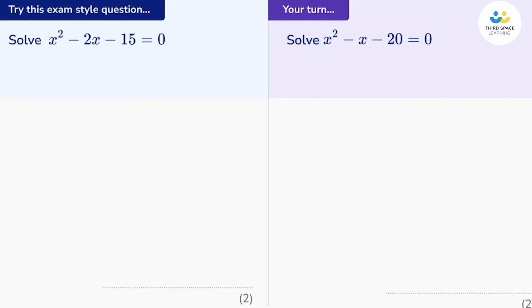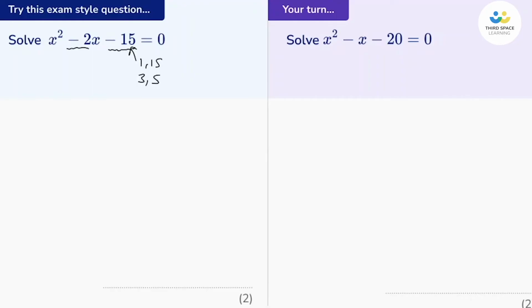Let's have a go at a couple of these, solving quadratics through factorisation. The question says, solve this quadratic equation. So let's solve it by factorising. Now, to factorise the quadratic, we need to start by writing down all the factors of 15. So the factors of 15 are 1 and 15, and 3 and 5. And we're after a pair of those that will add to give -2, and the same pair need to multiply to give -15. So I'm thinking, 2 numbers need to multiply to give a negative answer. That means the signs must be different. One must be positive and one must be negative.